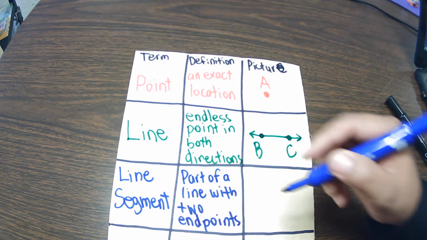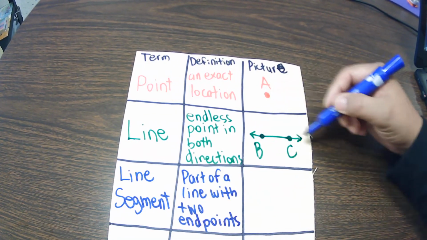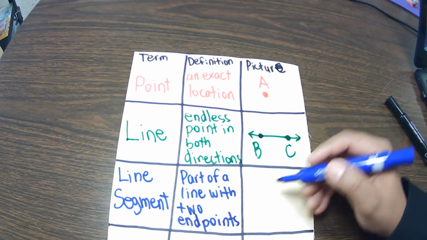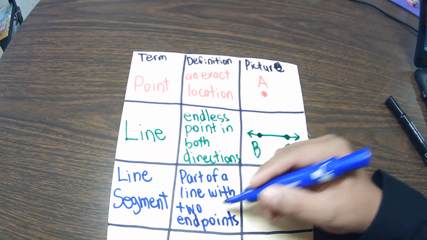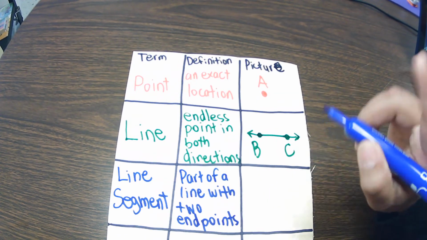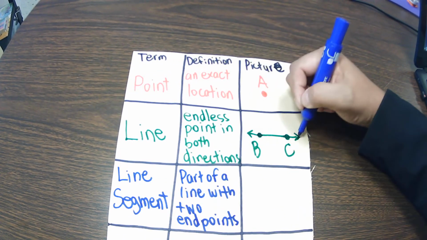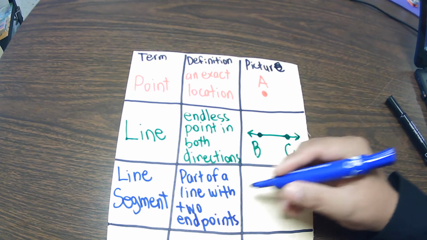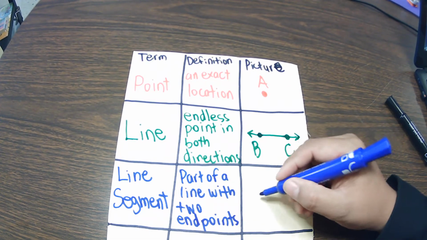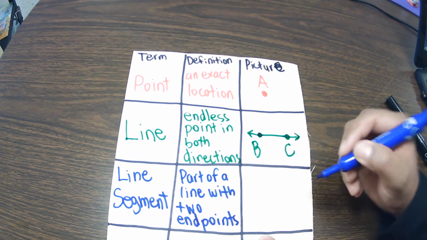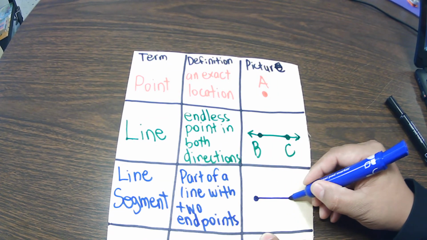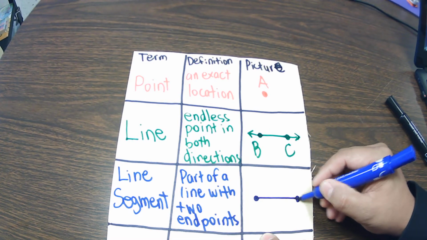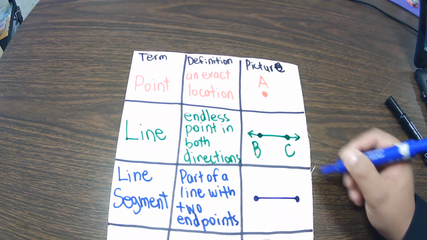So it is part of a line. So we know a line is like this, like the top one, right? Es parte de una línea, es como la que está aquí igual, pero tiene dos puntos. It is not endless. This one's endless because it has a little arrow. It keeps going, never ends. But a line segment is part of a line with two endpoints. So this one does end. So we're going to draw two endpoints. And this, my friends, is a line segment. We're going to label it.